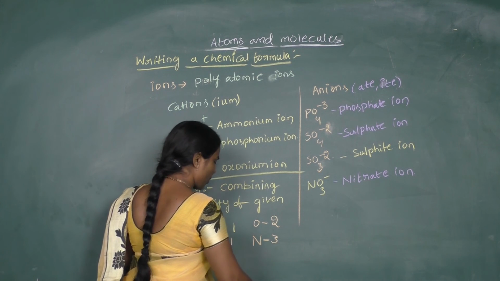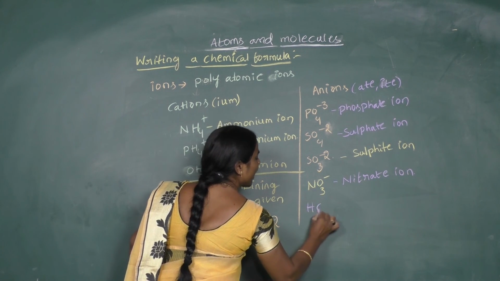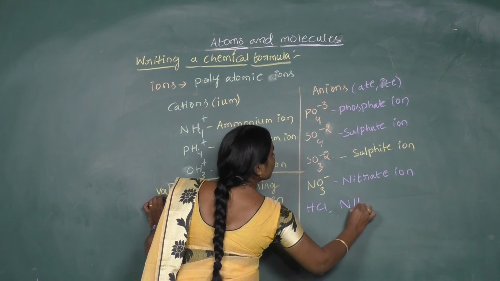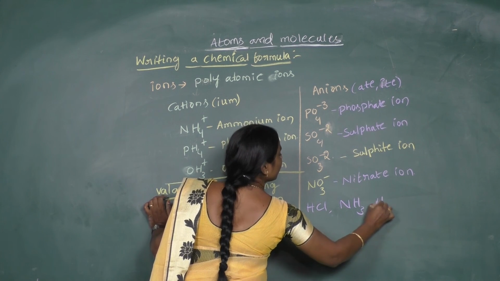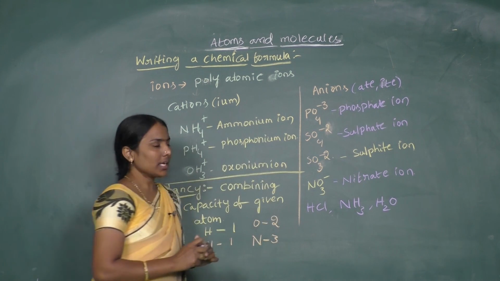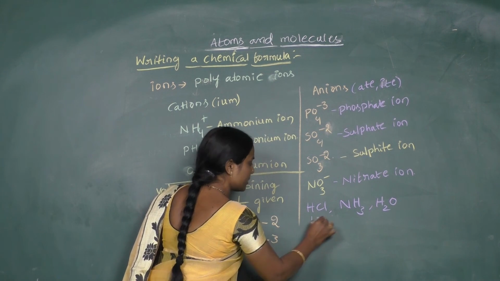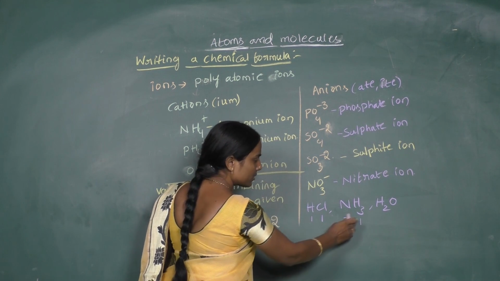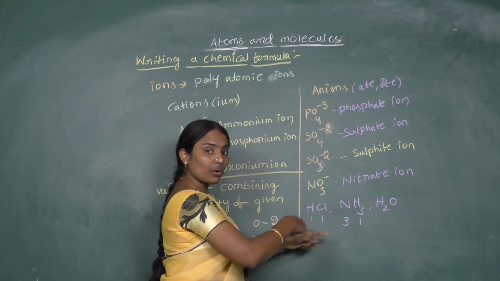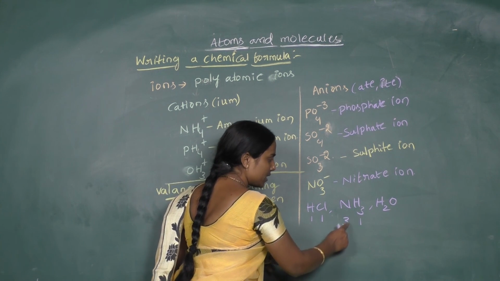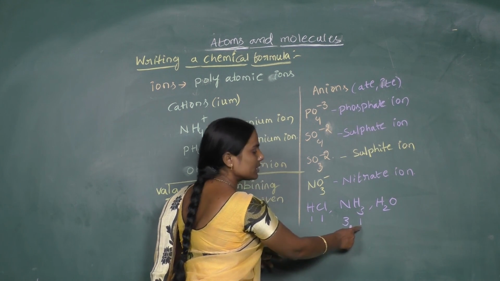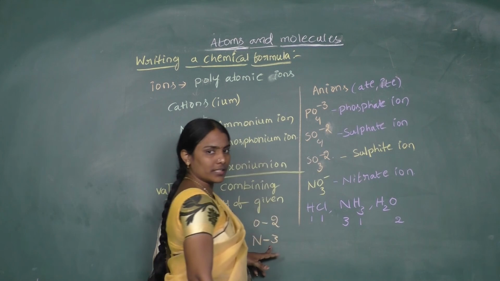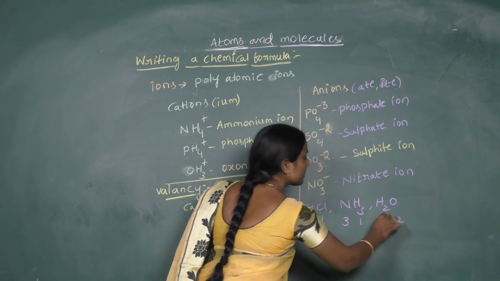So I'll write the examples we have discussed so far: HCl, then another one NH3, and another one H2O. See, the combining capacity of this and this is 1, and here the combining capacity is 3, this is 1. Means what you did to form the compound is cross multiplication. The valency of this is taken as a number here, and the valency of this is taken as a number here. And what is the valency of oxygen? The valency of oxygen is 2 and the valency of hydrogen is 1.